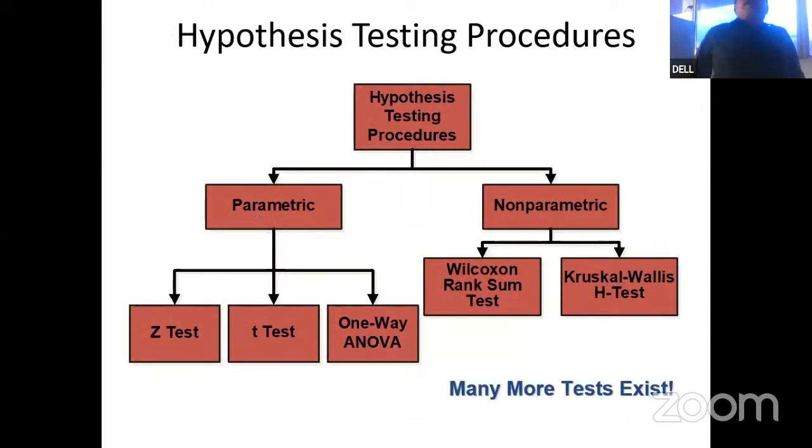Usually, once you are making a statement related to the population, whether you want to test it, you have to go for hypothesis testing procedures. In the hypothesis testing procedure, there are two types. One is parametric and the other one is non-parametric.